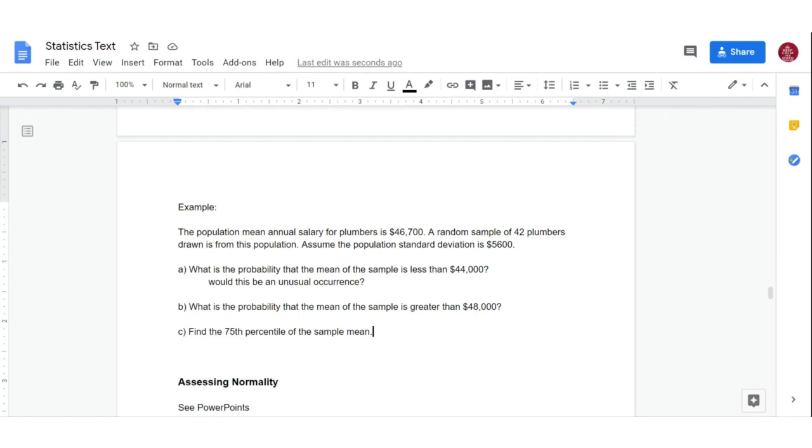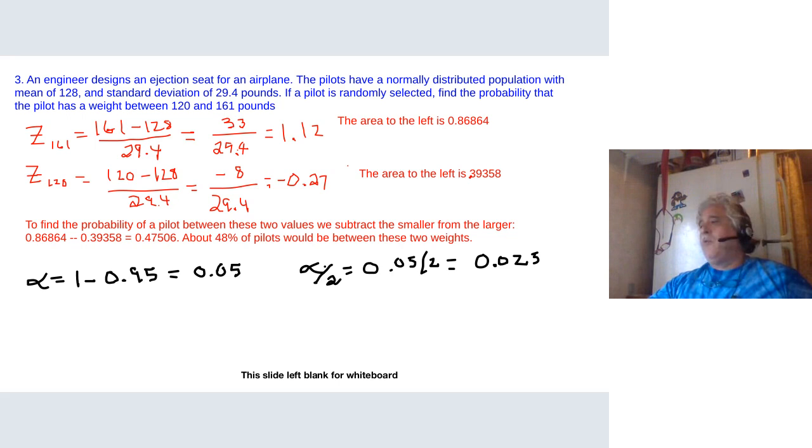All right, the population mean annual salary for plumbers is $46,700. We have a sample of 42 plumbers drawn from the population. Assume the standard deviation is 5,600. Now, here we have three bits of information, whereas before it would have said something like, what's the probability of pulling one person? But now we're talking about pulling out 42 of them. So we got to make that correction. So what is the probability that the mean of the sample is less than 44,000? All right, we're going to go over to the board and do that.